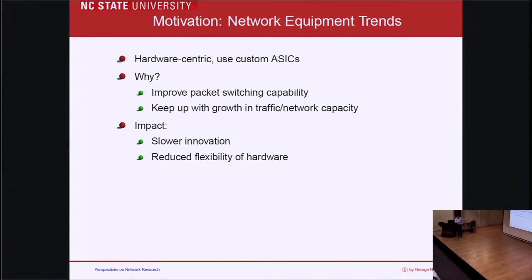All right, so there's a reason they are hardware centric, right? Because remember what I said is the most important thing in the internet today is to make packet forwarding as efficient as possible, okay, and keep up with the growth in network capacity. But obviously, because you are doing hardware, you are limited in how you can introduce innovation into your network.